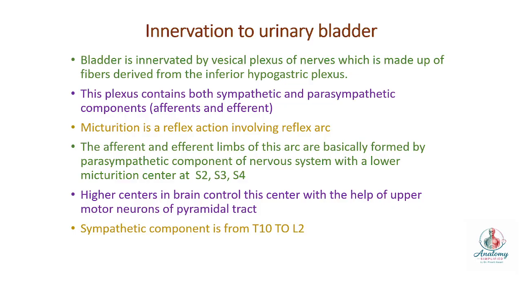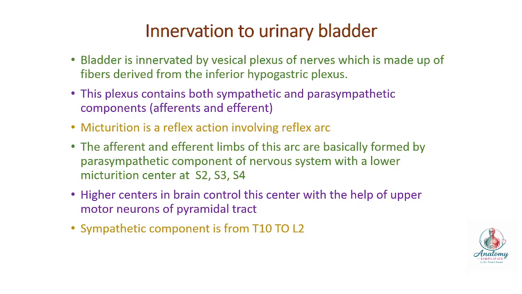The bladder is innervated by a vesical plexus of nerves, which is made up of fibers derived from a plexus called the inferior hypogastric plexus. In the pelvic cavity there is a plexus called the inferior hypogastric plexus, and a few fibers derived from this plexus form a small plexus in close vicinity, in the wall of the urinary bladder, called the vesical plexus. That plexus gives rise to various nerves which supply the bladder wall and the sphincters of the urinary bladder and urethra.